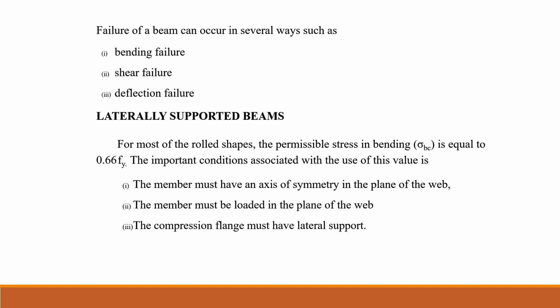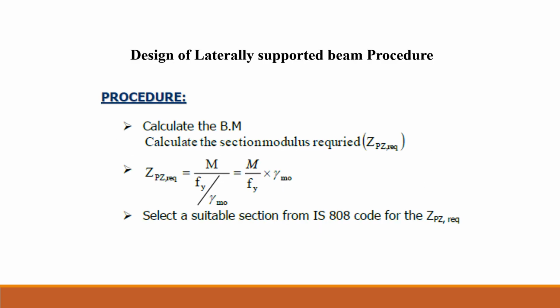Laterally supported beams. For most of the rolled shapes, the permissible stress in bending is equal to 0.66 Fy. The important conditions associated with the use of this value are that the member must have an axis of symmetry in the plane of the web, the member must be loaded in the plane of the web, and the compression flange must be laterally supported. And then we should follow a design procedure for a laterally supported beam.